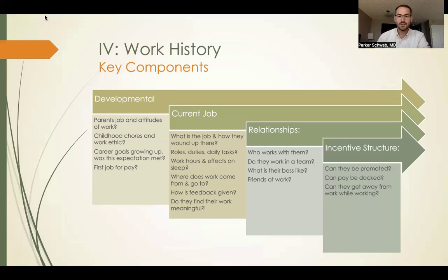You then want to go into a pretty robust description of what their current job is. So you want to ask questions like, where or how did they get their job, and what is their current position and role?